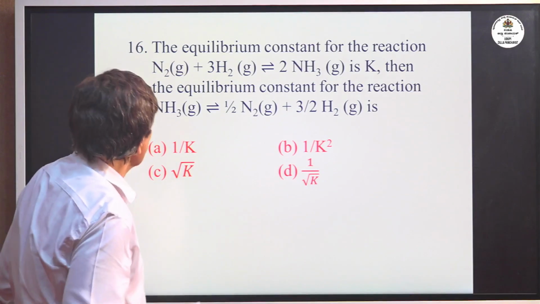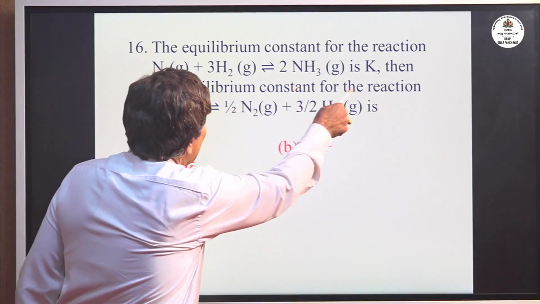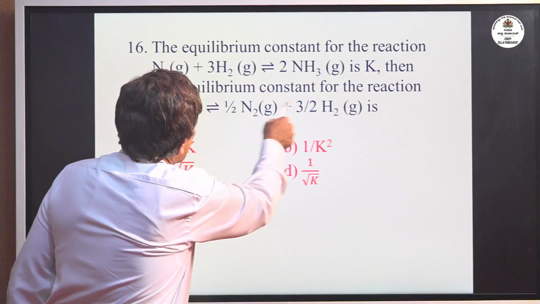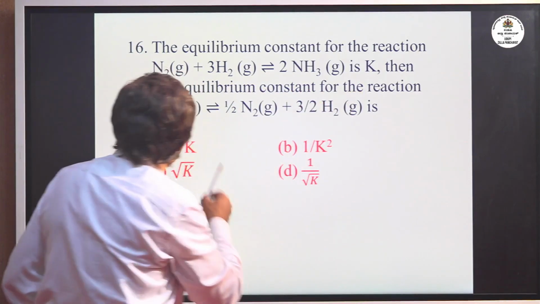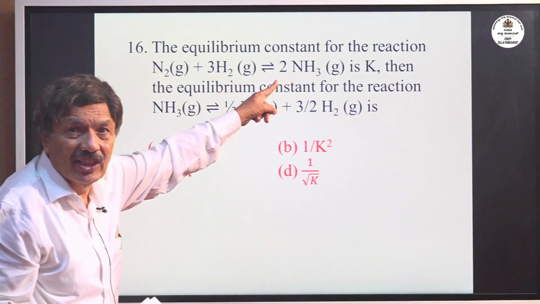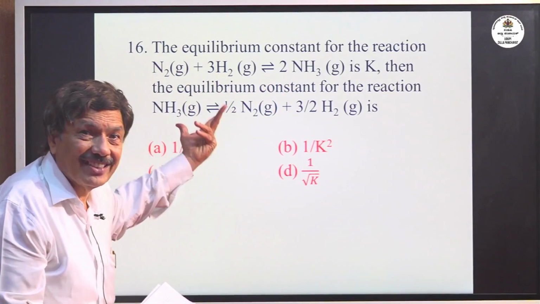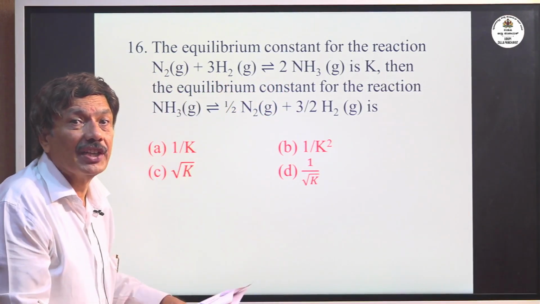Yes. Next one. It is again the same thing. N2 plus 3H2 gives 2NH3. The equilibrium constant for the reaction, very simple. What have they done? They have reversed it, because NH3 is on the product side in the given equation, and here NH3 is on the reactant side. They reversed it, and they have made all the quantities half.